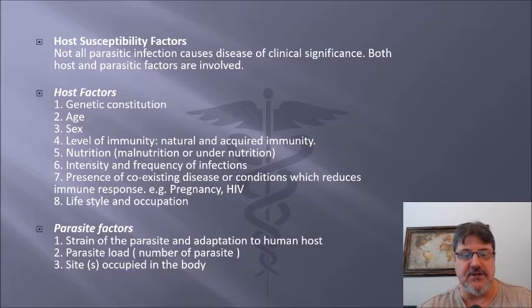Lifestyle and occupation, another good example. Occupation, people that work around different meat and stuff like that would be an example. Then there's the parasite factors: the strain of the parasite, the parasite load, how many parasites did you get infected with at one time, and the sites occupied in the body. Obviously, a parasite in the central nervous system is going to be very severe as opposed to other parts of the body.